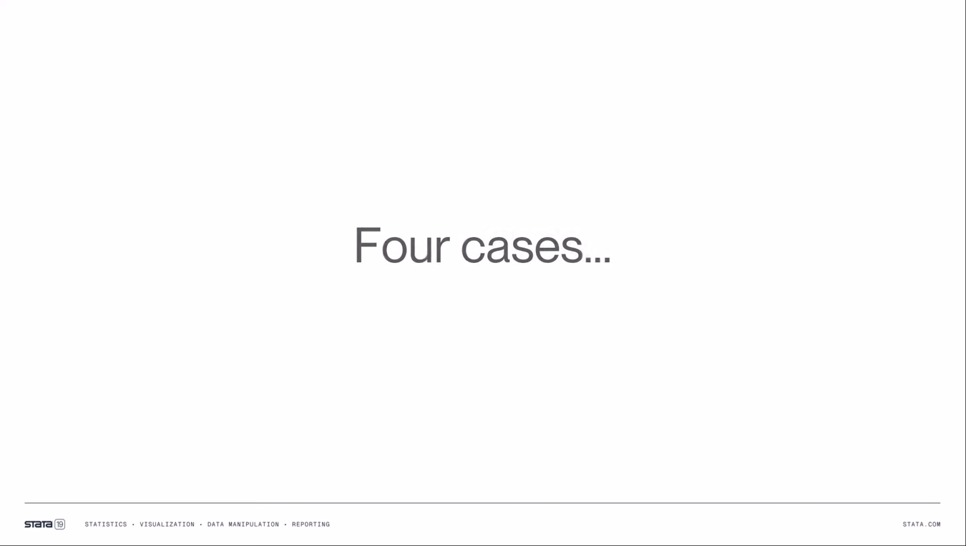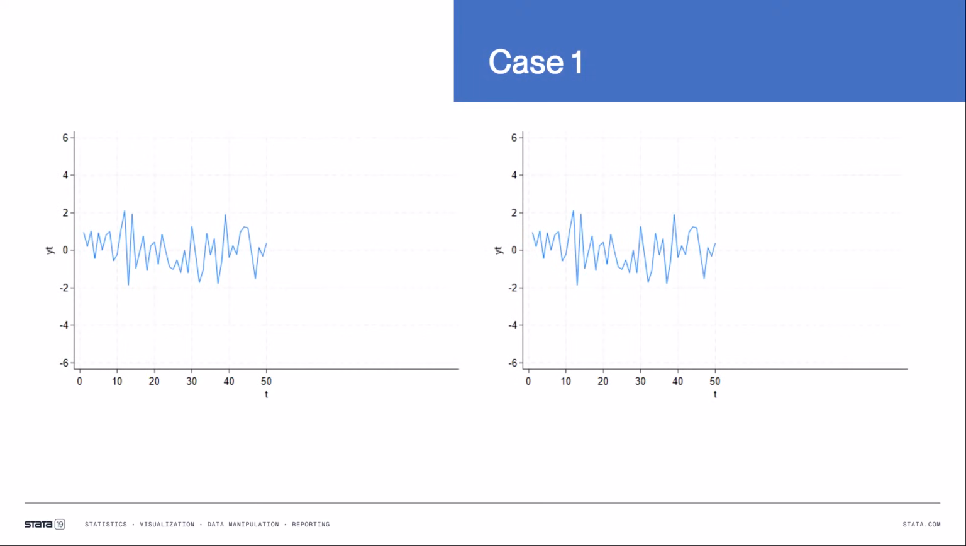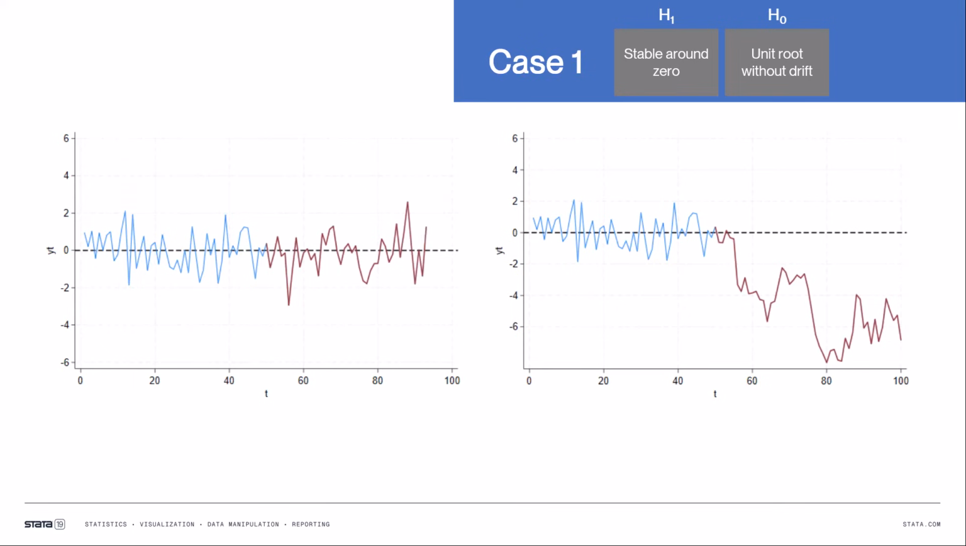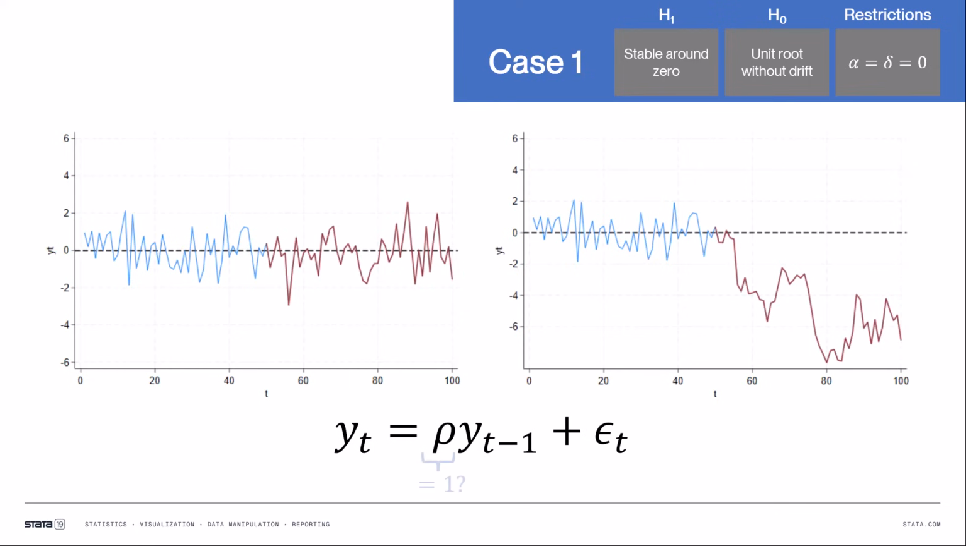Now we're ready to discuss the 4 cases where it is appropriate to test for a unit root with the tools available in Stata. In a typical setting for case 1, we have a series that looks like this, and we're wondering whether this is a sample that just happens to look stable around a mean of 0, but it's actually a unit root that will eventually diverge away from 0, or this is in fact a stable series fluctuating around 0. To test that, we fit a model with no intercept or time trend and test whether the coefficient on the first lag of our series is equal to 1.